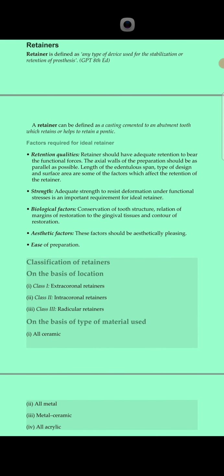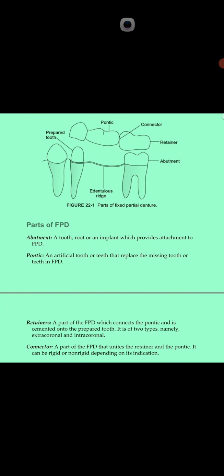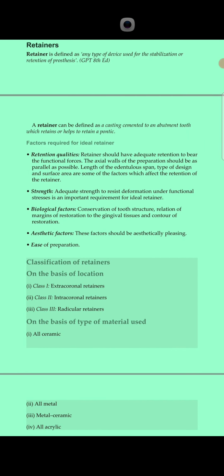Second definition, a retainer can be defined as a casting cemented to an abutment tooth which retains or helps to retain a pontic. Like here, they retain a pontic. This is the second way to define the retainer.